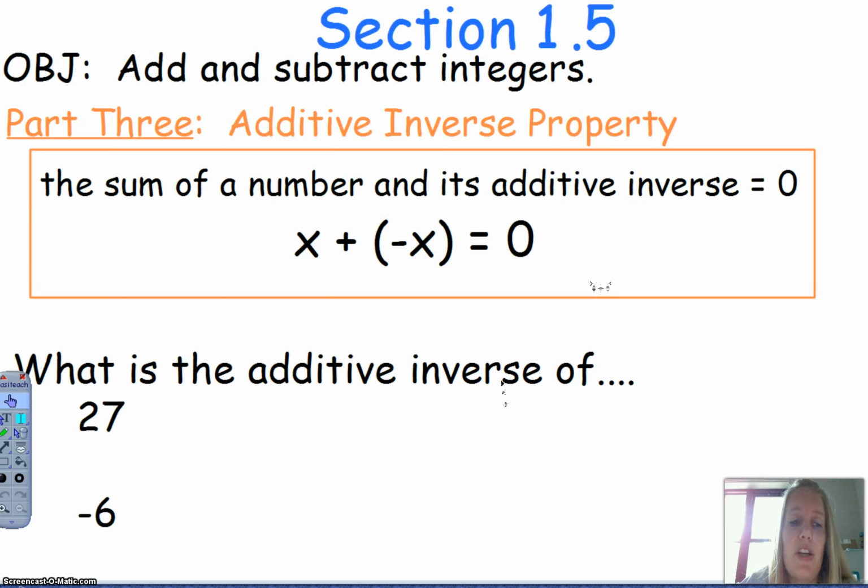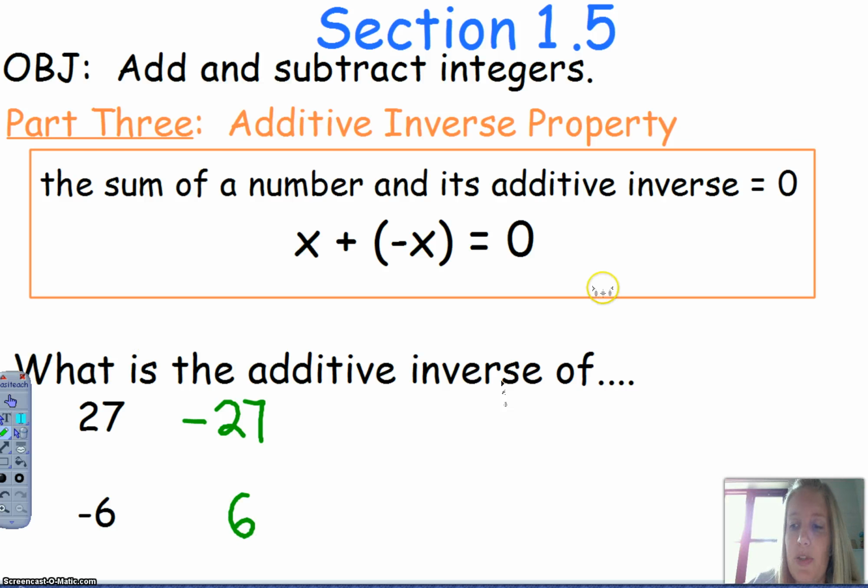Part 3, additive inverse property. Basically, it's saying a number plus its opposite will equal 0. And what's the additive inverse of 27? Basically, you take the negative of it, or you take the opposite of it. Negative 27 is the additive inverse of 27. The additive inverse of negative 6 is 6.